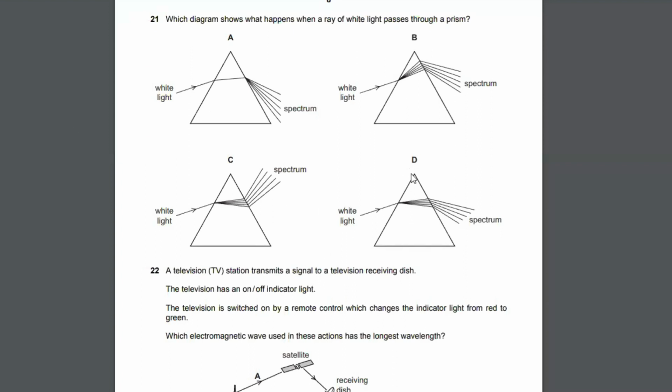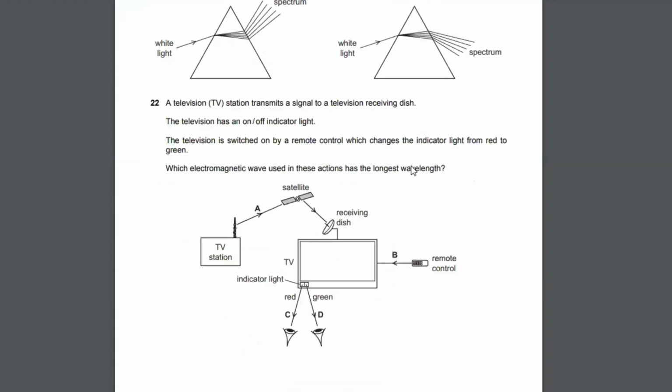So the answer is D, because when white light enters, it spreads into its constituent spectrum bands, and then it leaves with the same amount of speed. So the answer is D.